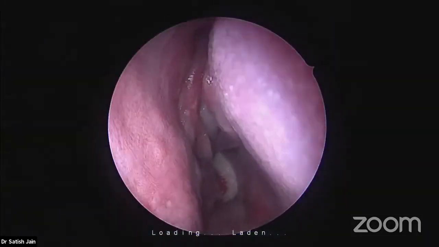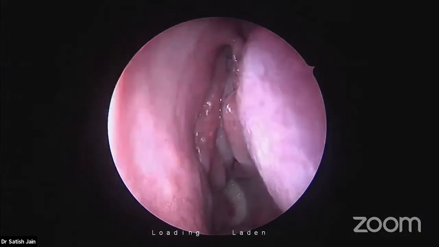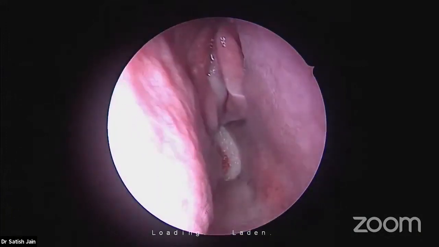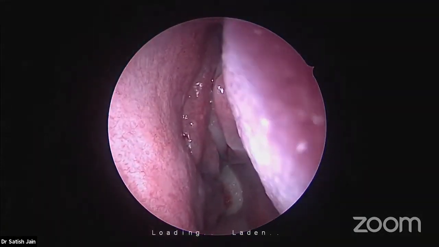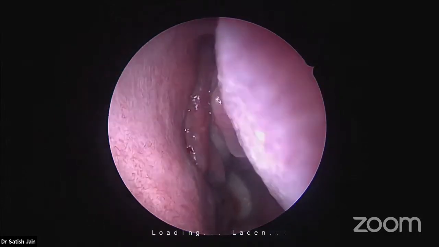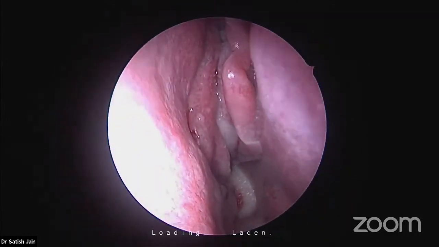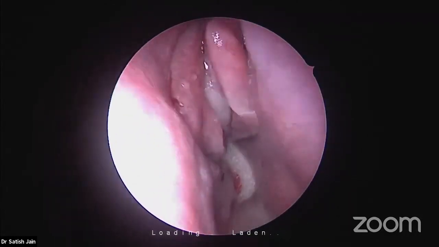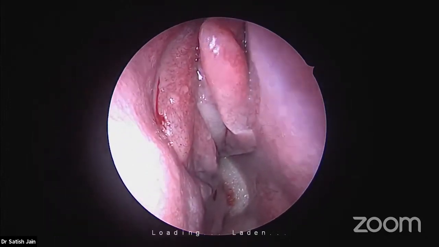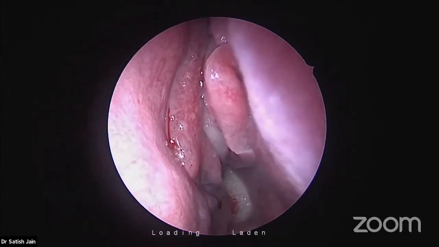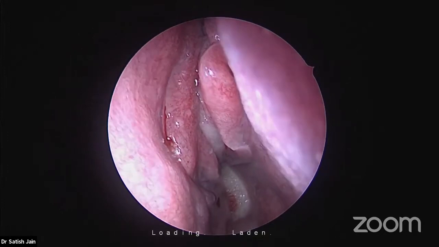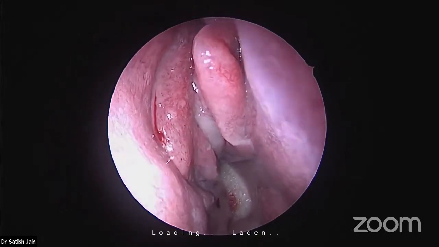Now this is about the preparation part. I told you 5 to 10 minutes, topical application. I keep the head 15 degrees up for better venous drainage from the head. This is the only preparation we do intraoperatively. No injection, no infiltration. Infiltration has its own adverse effects.